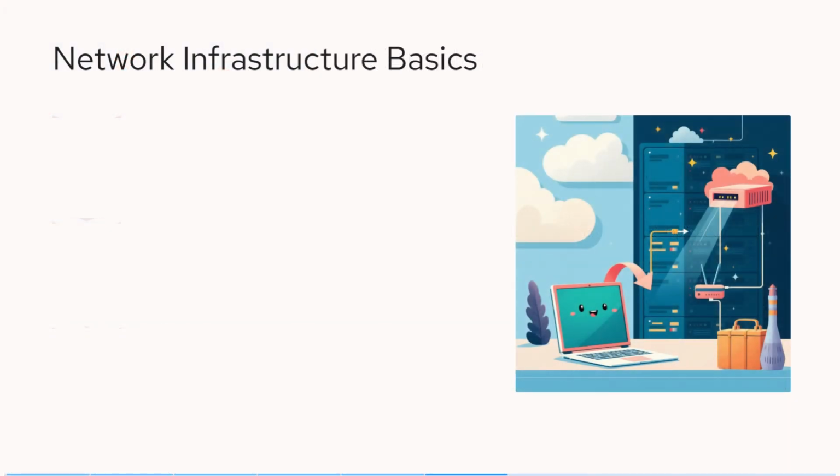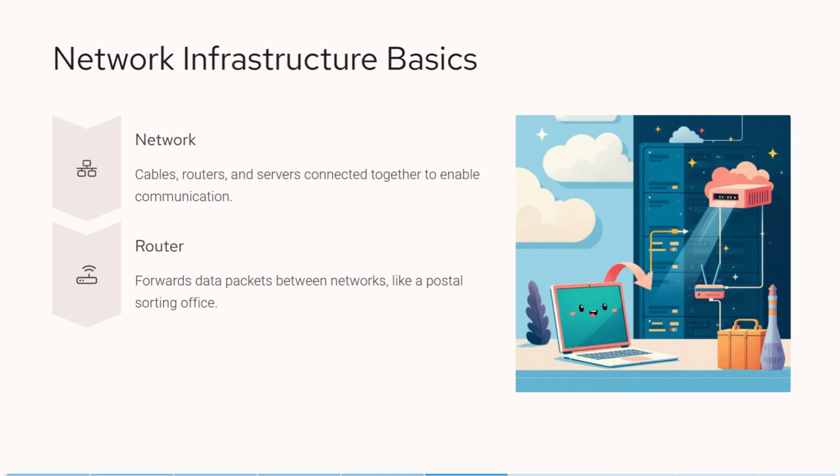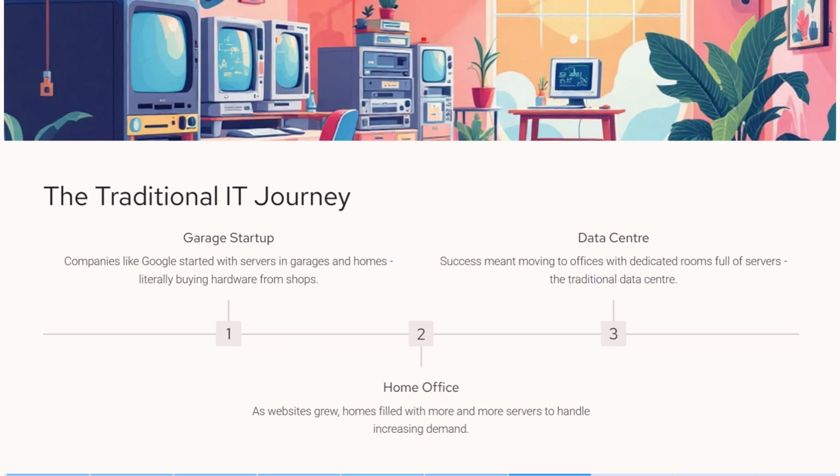Before we move further, let's quickly define a few IT terms. A network is simply a collection of cables, routers, and servers that are all connected together. A router is a device that forwards data across the internet, kind of a delivery van that knows which route to take. When data reaches its destination, a switch makes sure it goes to the correct computer on the network. So the flow looks like this. The client sends data, the router finds its way across the internet, and the switch directs it to the right machine.